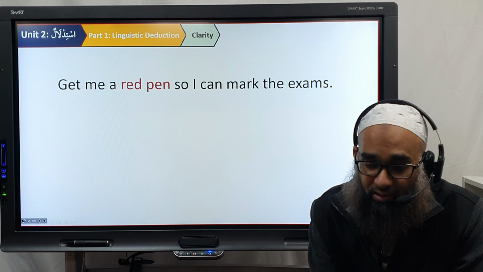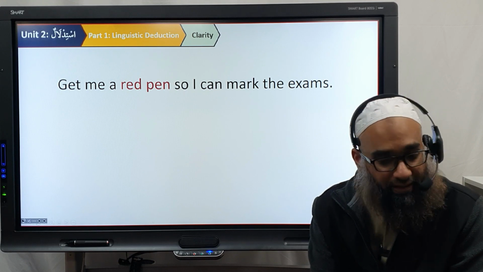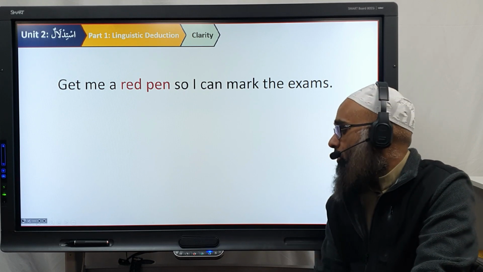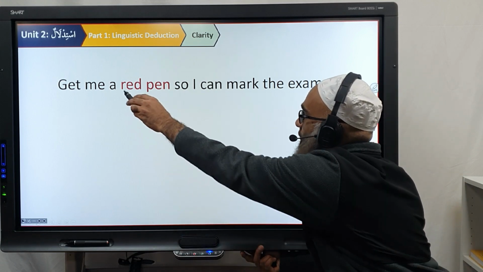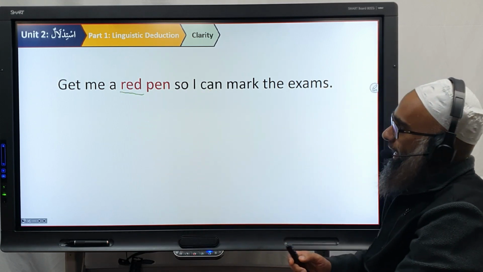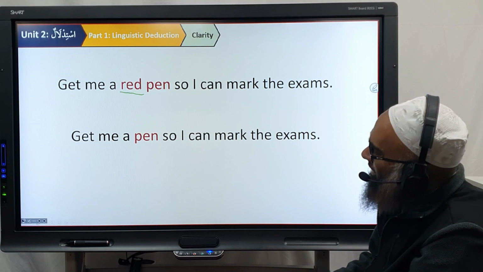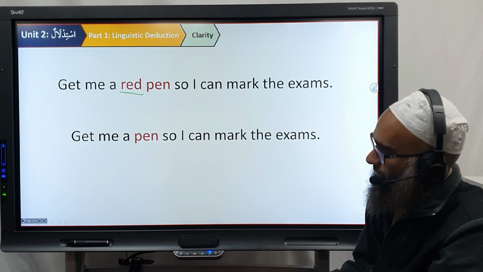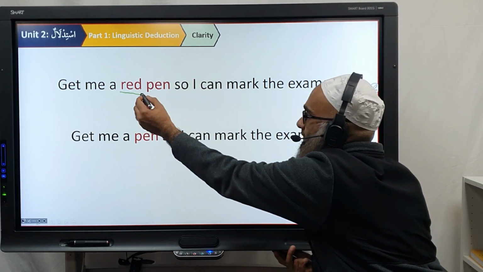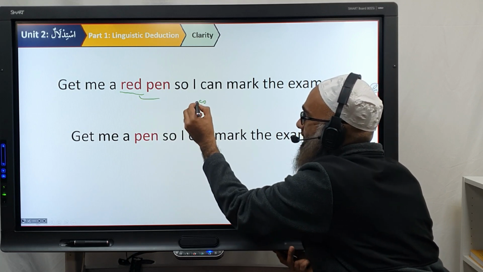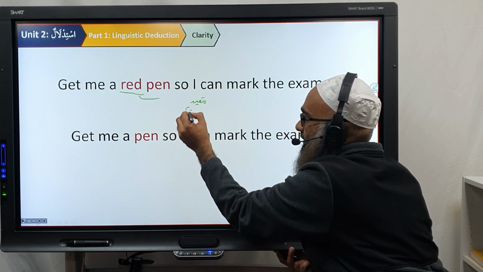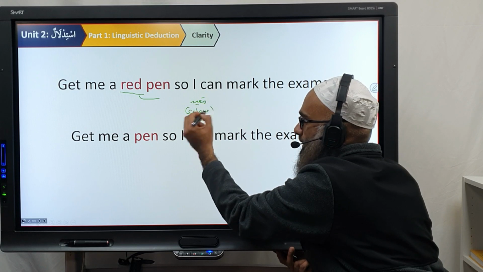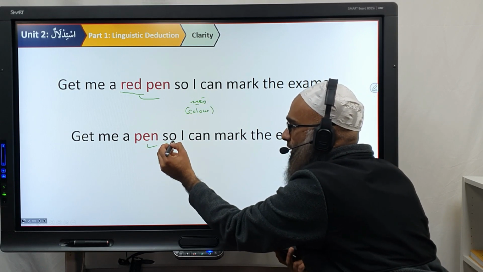In terms of color of the ink, it's muqayyad, isn't it? Because it says red, because you have the word red here. If I said, get me a pen so I can mark the exams. So this is what we say here, this is what? This is muqayyad in terms of color.